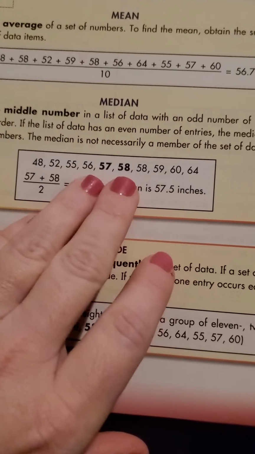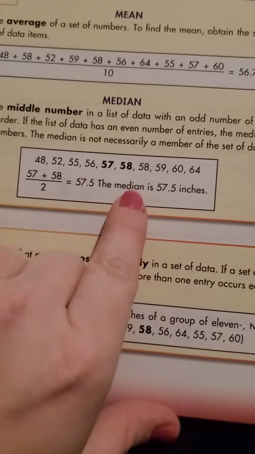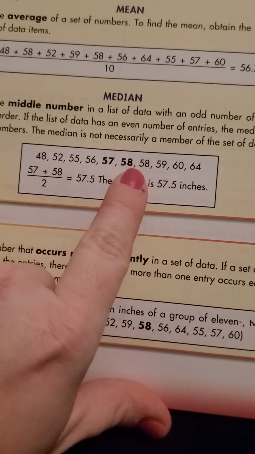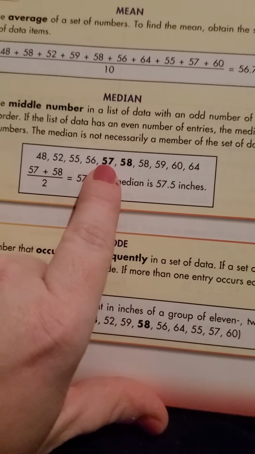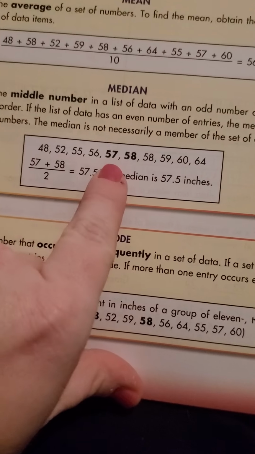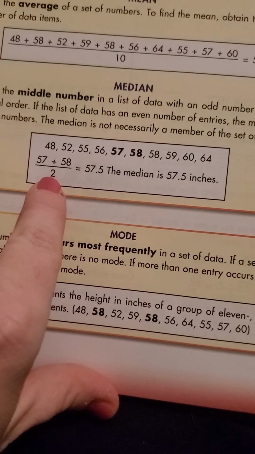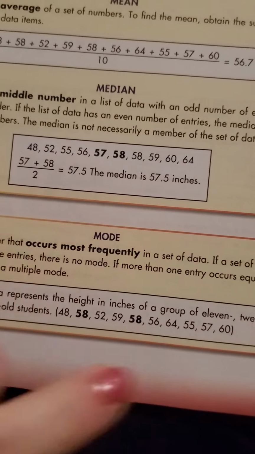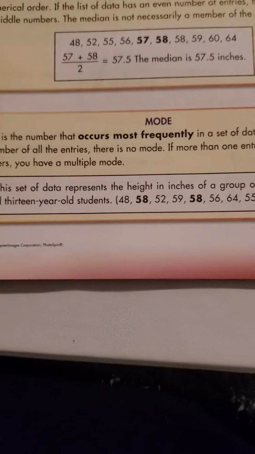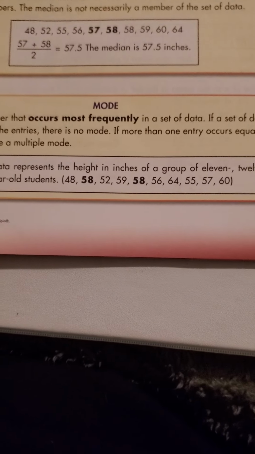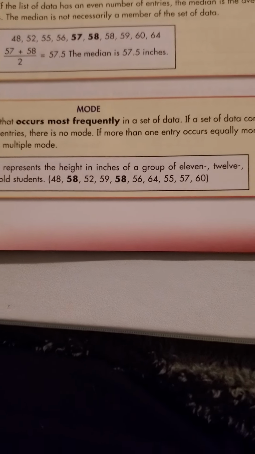So there's not an exact median, but there is two numbers in the middle. See, there's 4 to the left of them and 4 to the right of them. So we take those two numbers and we divide it by 2. Why 2? Because there's two numbers. 57 plus 58 divided by 2 equals 57.5. The median is 57.5. And then your mode is the one that occurs most often. So what number occurs most often in this set? And that is the number 58.